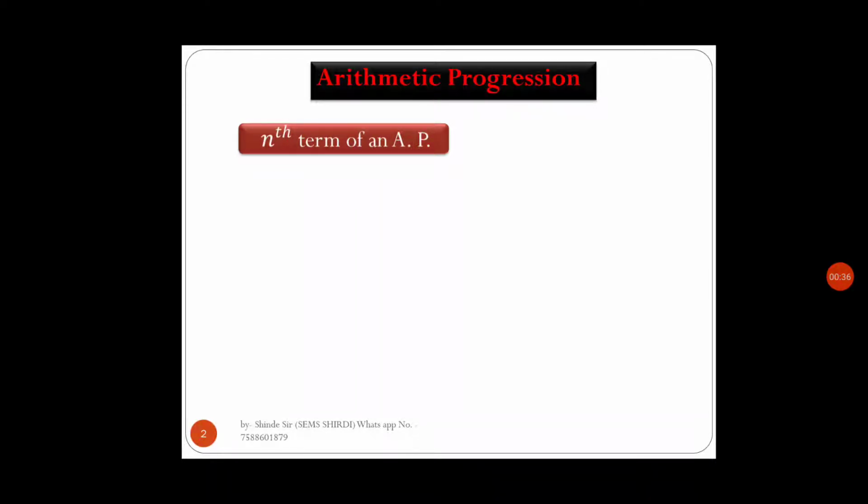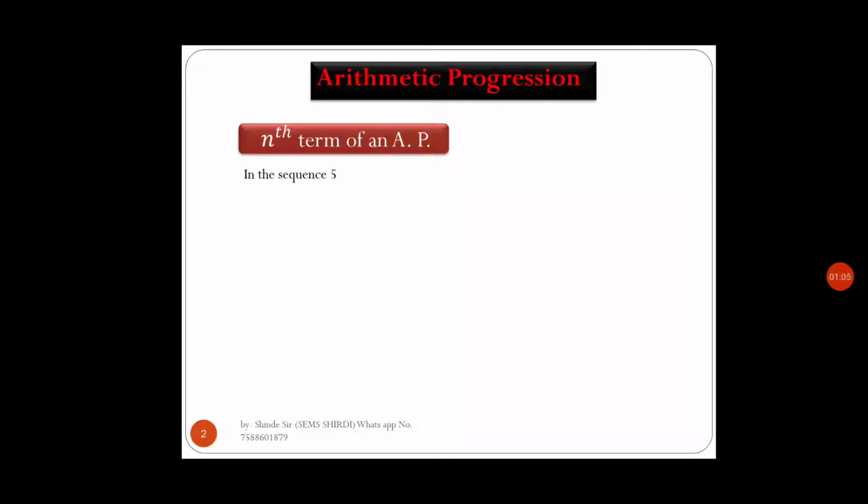Again, I repeat the definition of AP. If the difference between two consecutive terms of a sequence is constant, then that sequence we know as AP. For example, 2, 4, 6, 8. This is the sequence. Now we see the n-th term of an AP.